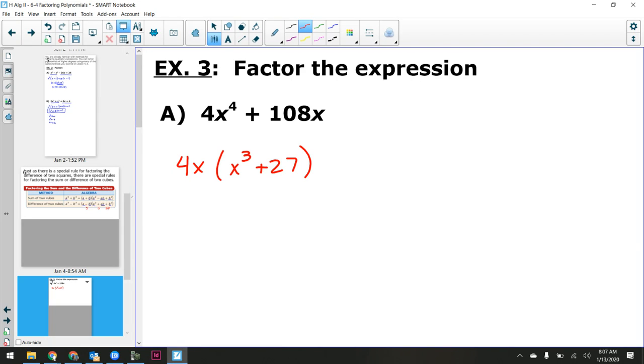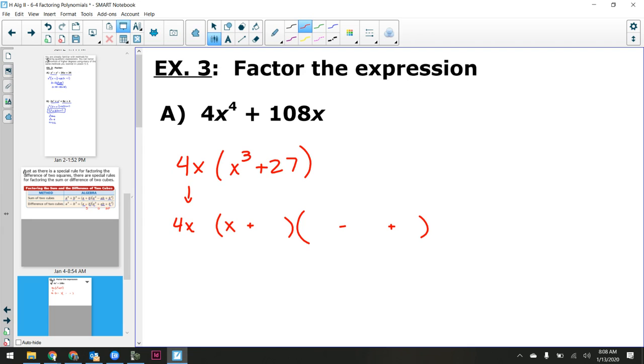Is x to the 3rd a perfect cube? Yes. Is 27 a perfect cube? Yes. So now what we can do, let's just bring down our 4x. We get a binomial and a trinomial. I like to put my addition or subtraction signs in right now. So this is the same, this is the opposite, and this one's always positive. My binomial is just the two cube roots. The cube root of x to the third is just x. The cube root of 27 is 3.